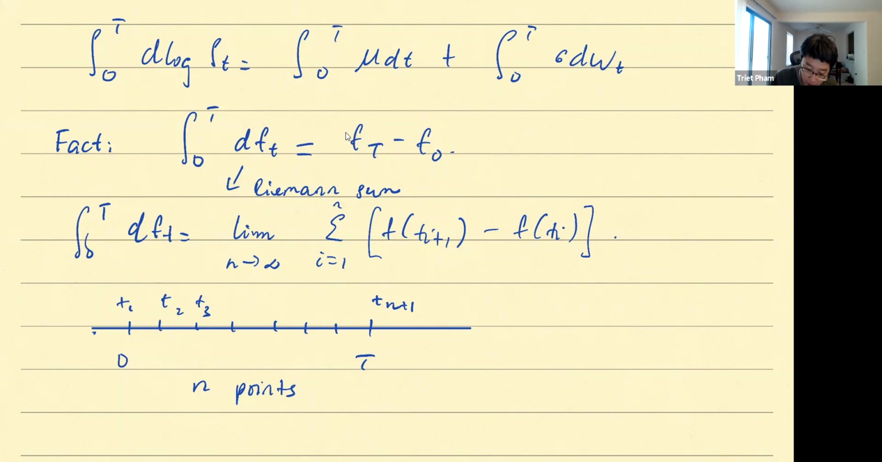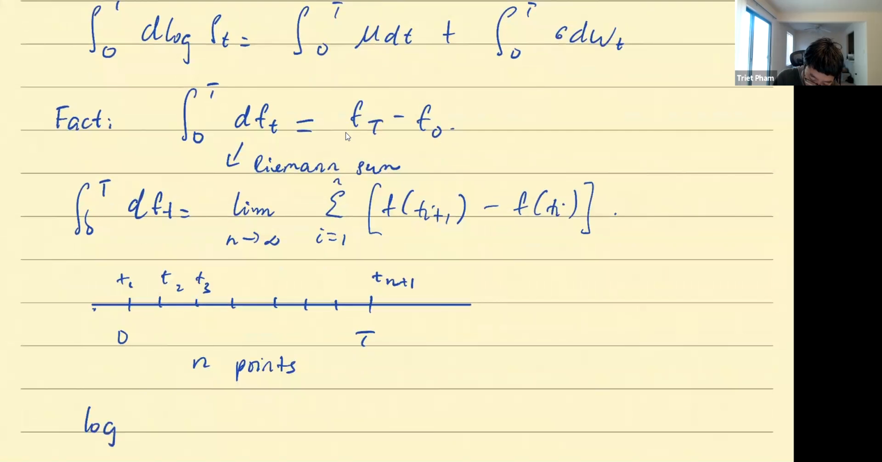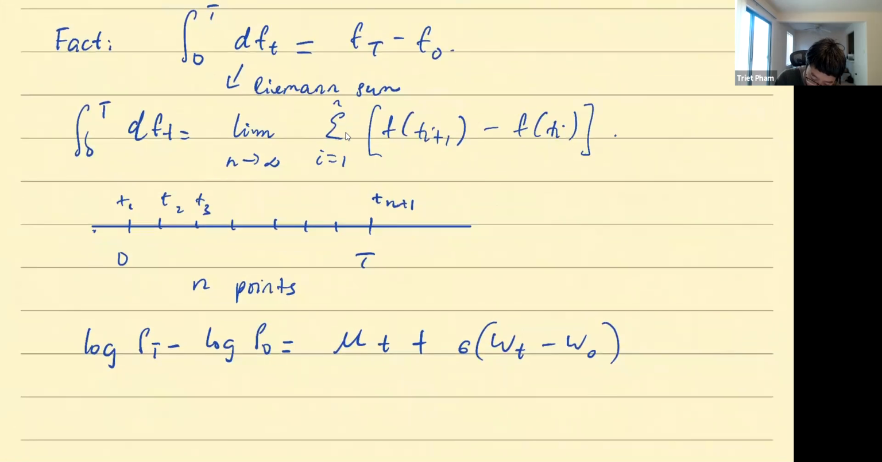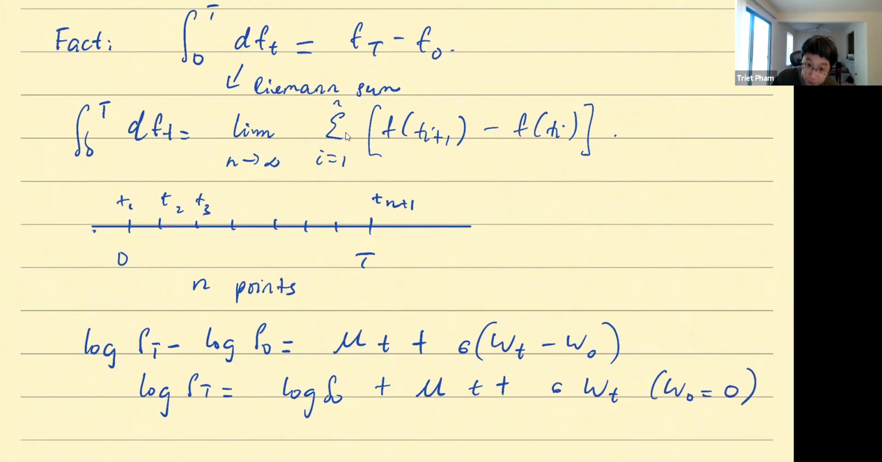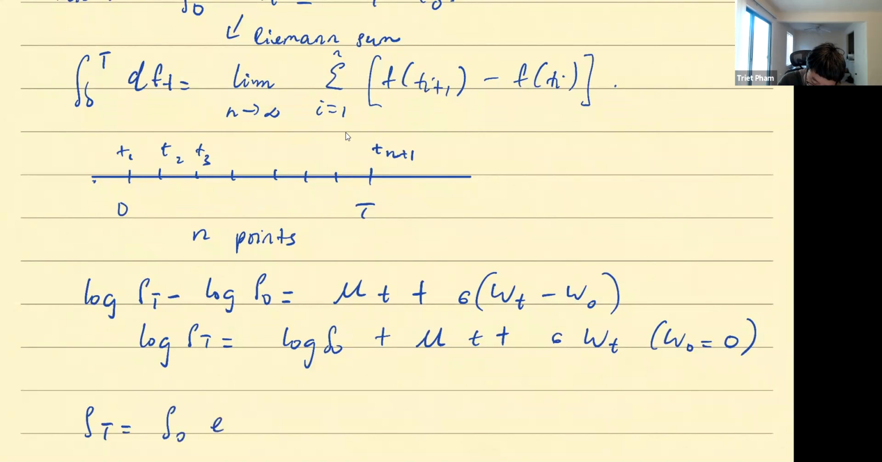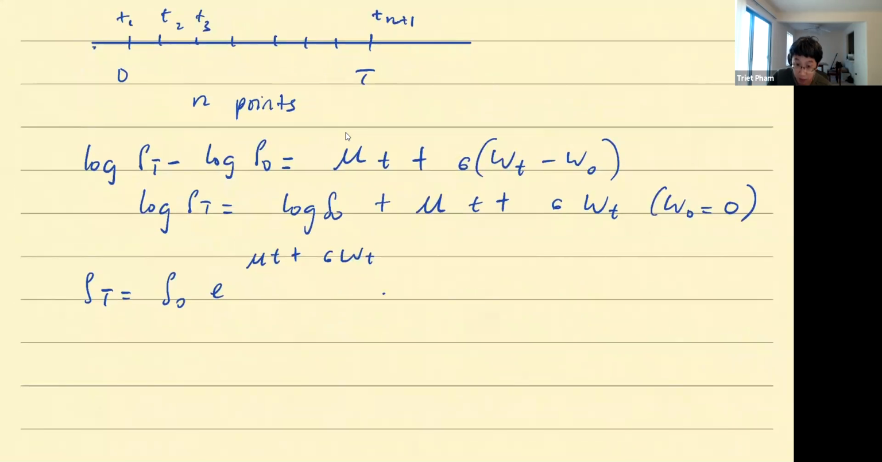But anyway, using this fact, which you are asked to explore in your homework, we get that the log can be expressed like this, which basically just says the log price is this, because W0 is equal to 0. And then from this, you can solve for the model for the stock. So that's the Black-Scholes model for the stock price. So that's one aspect of it.